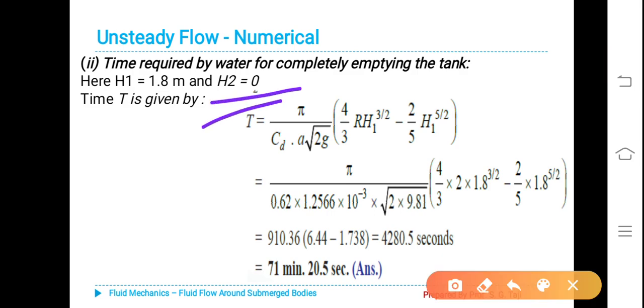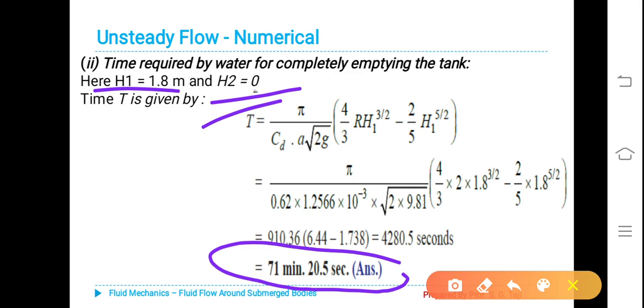Next case, when it is to be completely empty, then we have to put h2 is equal to 0, whereas h1 is equal to 1.8 meter. For that, formula is given by T is equal to pi by CdA root 2g whole multiplied by 4 by 3 r h1 to the power of 3 by 2 minus 2 by 5 h1 to the power of 5 by 2. If you substitute the value, you will get the total time required is 4280.5 seconds or 71 minutes 20.5 seconds.